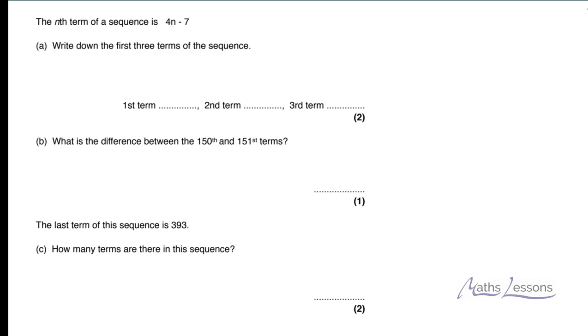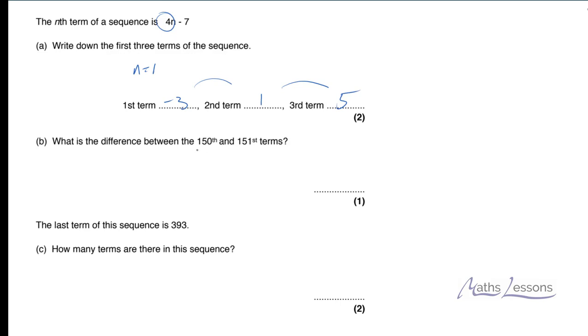Right, we've got the nth term of a sequence is 4n minus 7. Write down the first 3 terms of the sequence. So when n equals 1, we're going to get 4 times 1 is 4, minus 7 is minus 3. Then when n equals 2, we're going to get 8 minus 7, which is 1. And when n is 3, we're going to get 12 minus 7, which is 5. Now, because this is 4n, our terms should go up by 4 each time, which they do. So it's a good way to check.